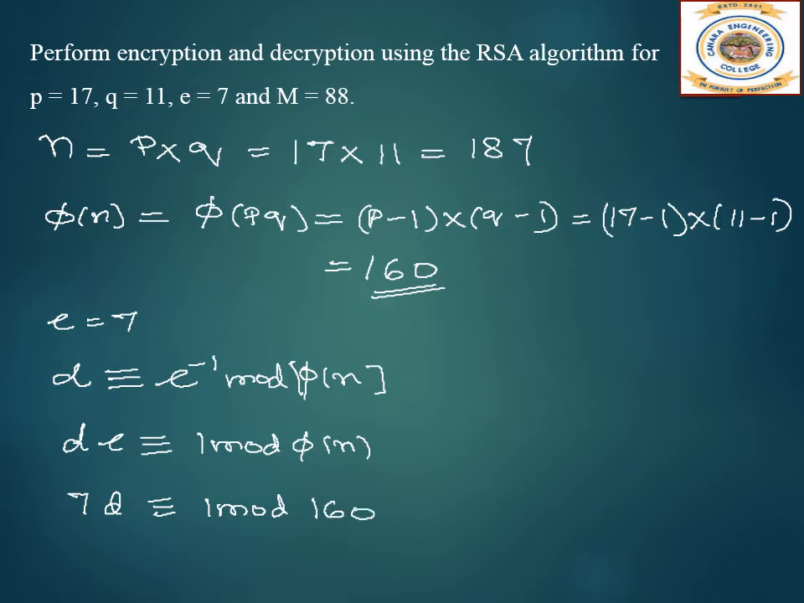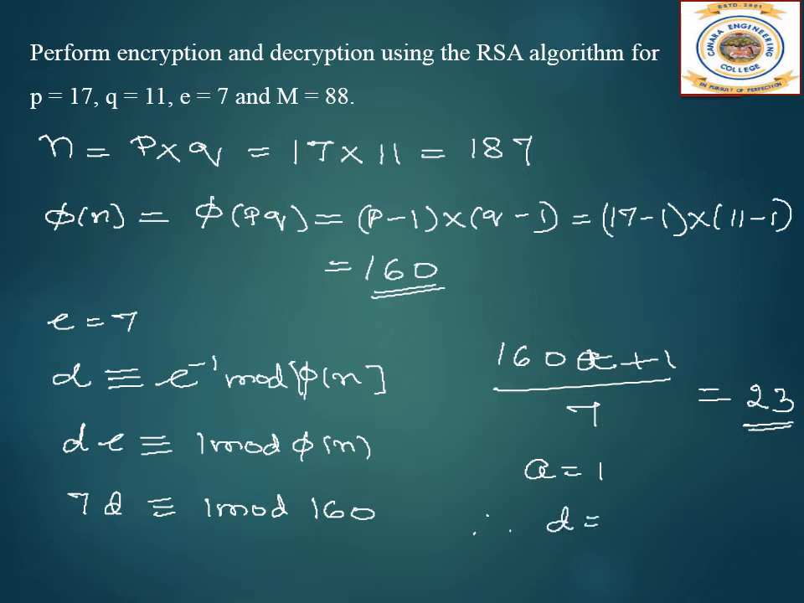Okay. So how do we find the inverse? I'll write this as 160a plus 1 divided by 7. So I need to substitute values for a. When I substitute the value for a as 1, I get the answer as 23. Therefore, D is equal to 23. So this is the answer for D.